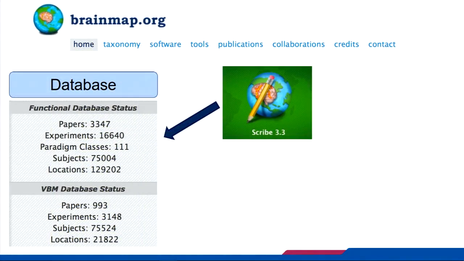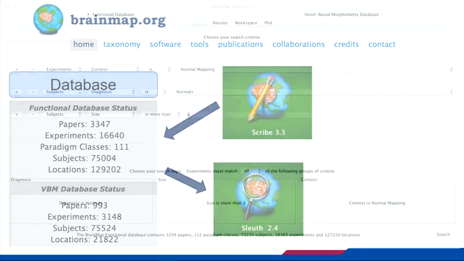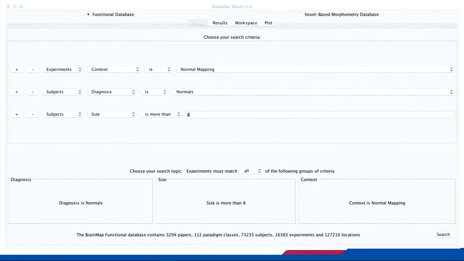So we now know roughly what's in the database and how it got in there. How do we get something out of it? These are the Sleuth tools, and this is the basic interface. It is a query engine where you can select basically any field in the database I just showed, and then say, well, for example here, the experimental context should be normal mapping. Normal mapping means within group, between contrast. Same people, just two different conditions compared to each other. You then also have disease effects, you have gender effects, age effects, and so on. They're obviously all between subjects.